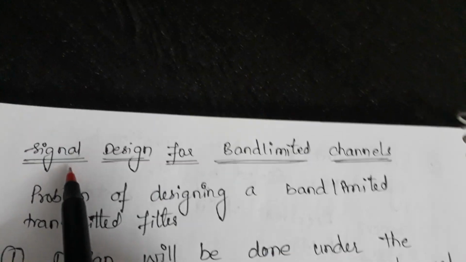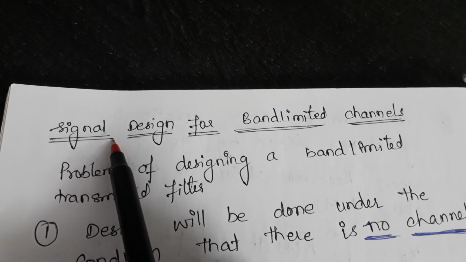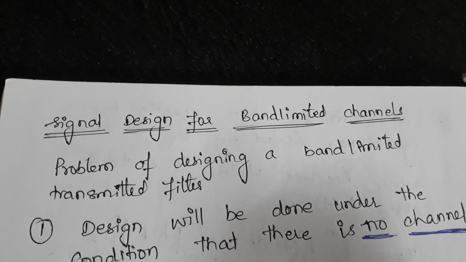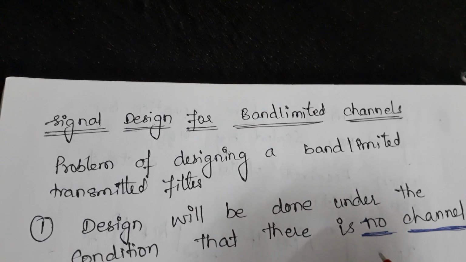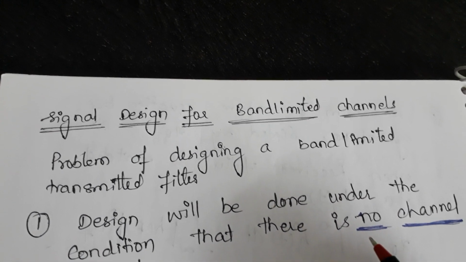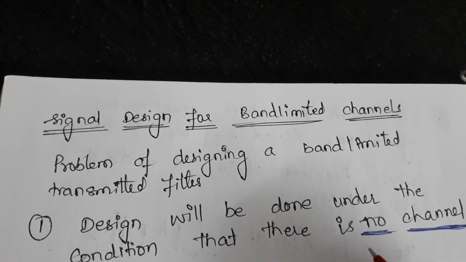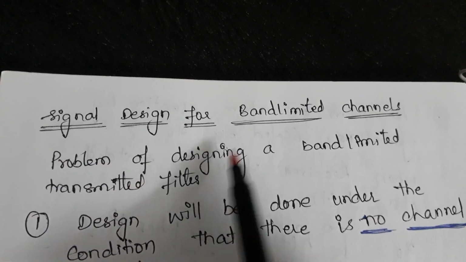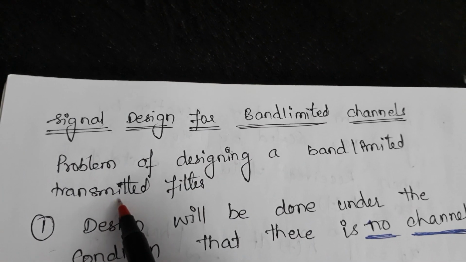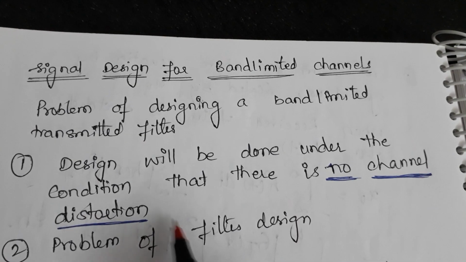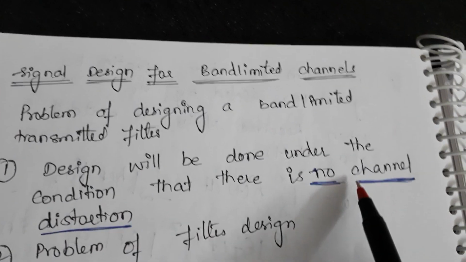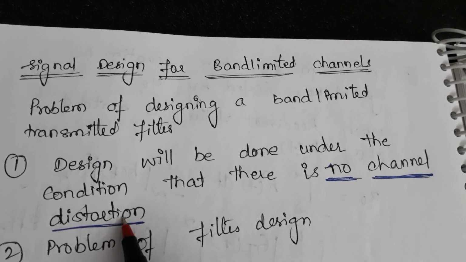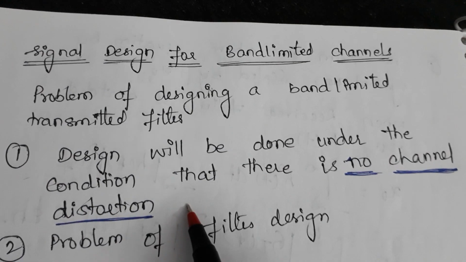Module 4, I'm going to start with the next topic, signal design for band limited channel. When I'm going to design a filter, what are the problems that I'm going to face, and how I'm going to design the filter is the main intention of this topic. The problem of designing a band limited transmitted filter: the first problem is that when I design a filter, I will assume that there is no channel distortion. Channel distortion is there, but initially I assume no channel distortion.